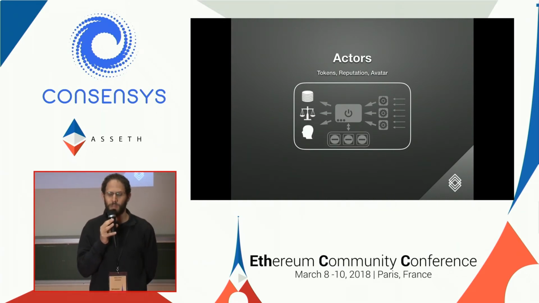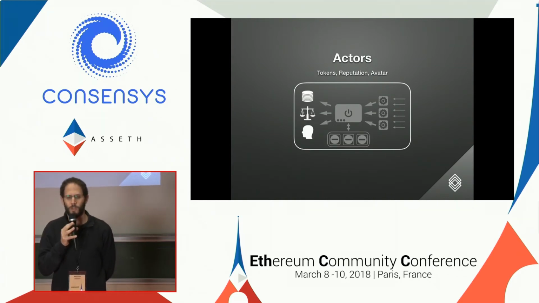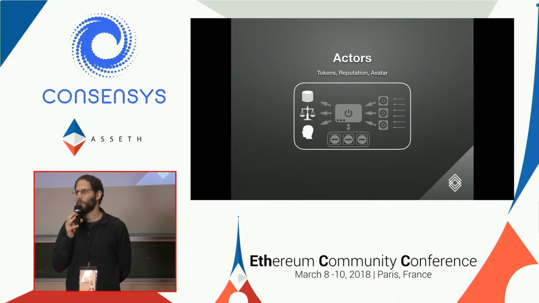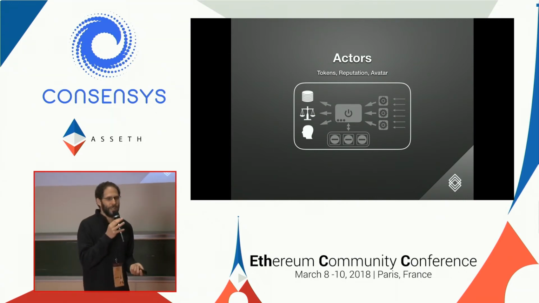And then the actors. So the two top contracts are the token distributor and the reputation, or voting power or influence, distributor. So they are the internal actors, right? They are distributing the internal tokens and reputation of this agency. And then there is the avatar, which is the external actor.